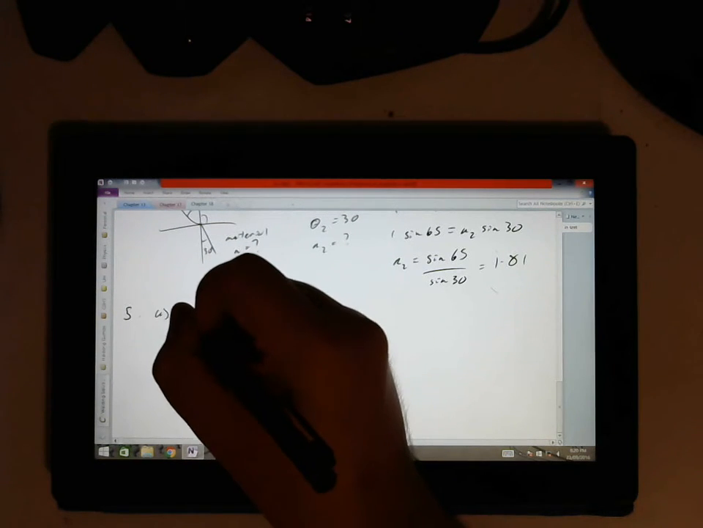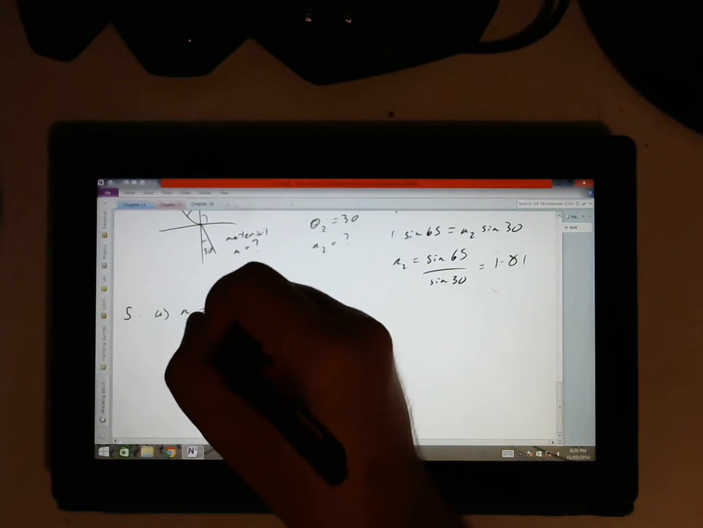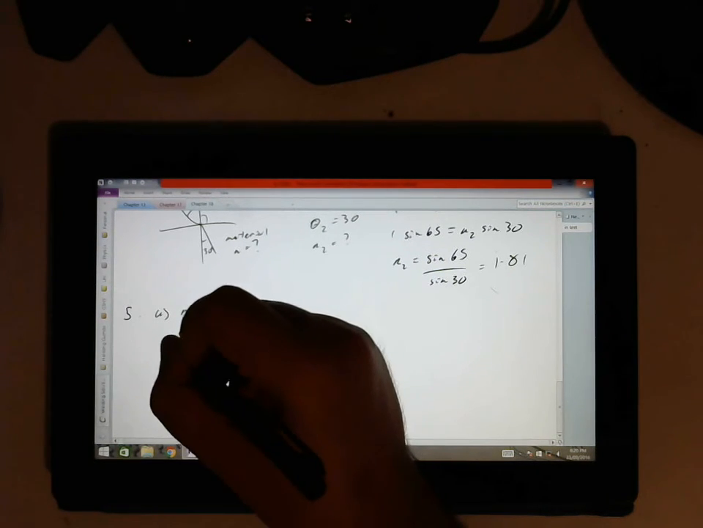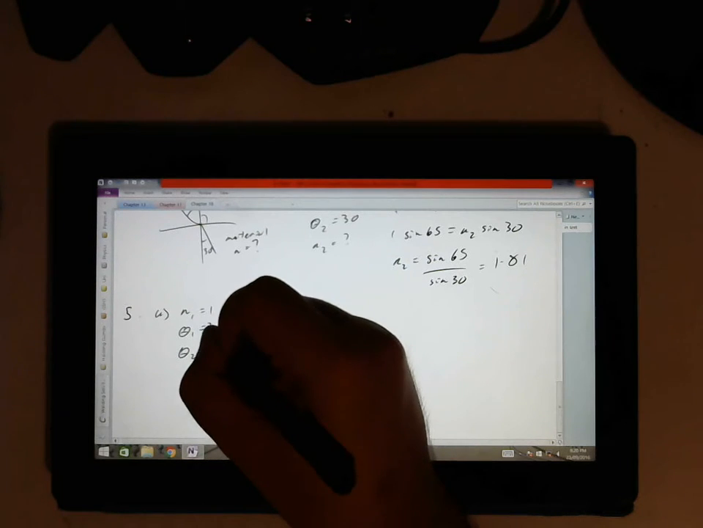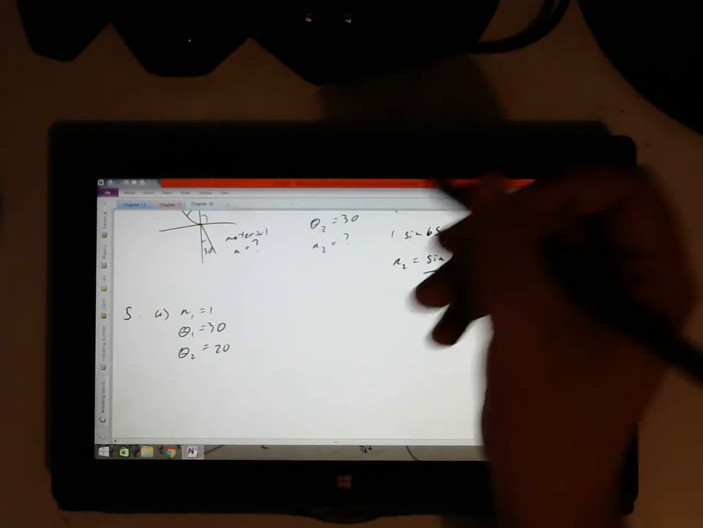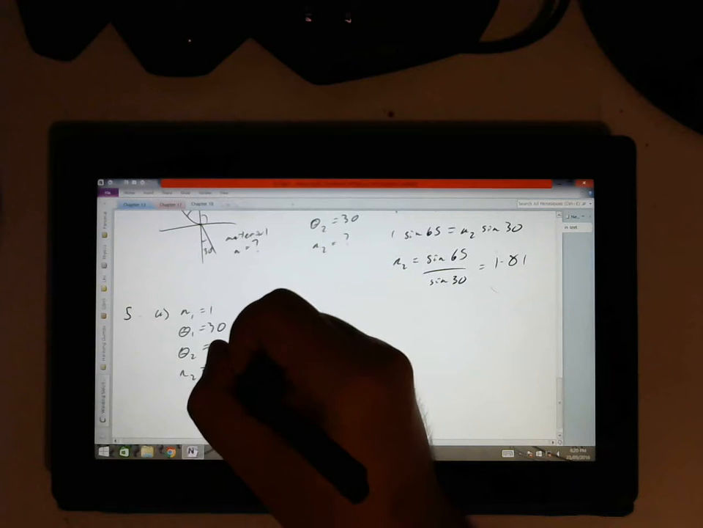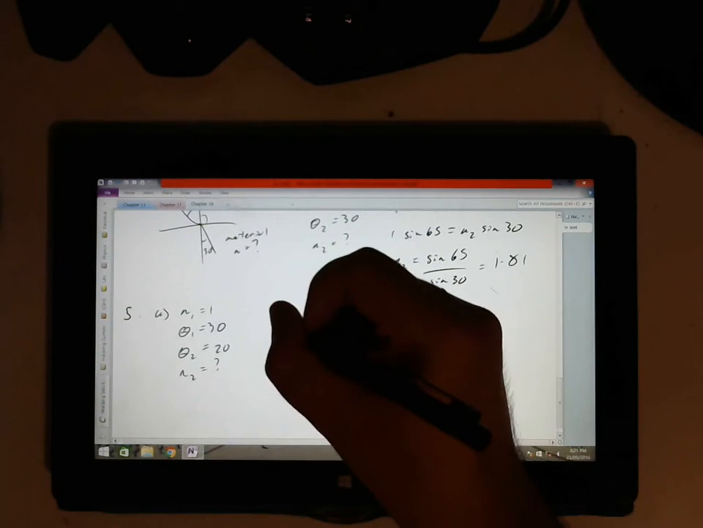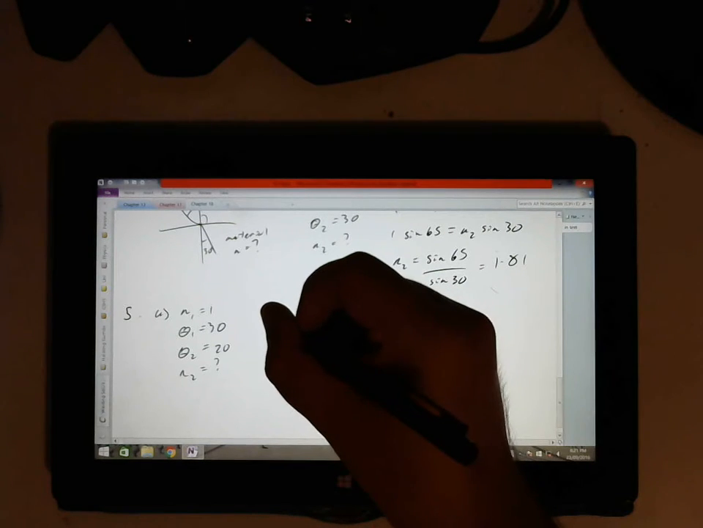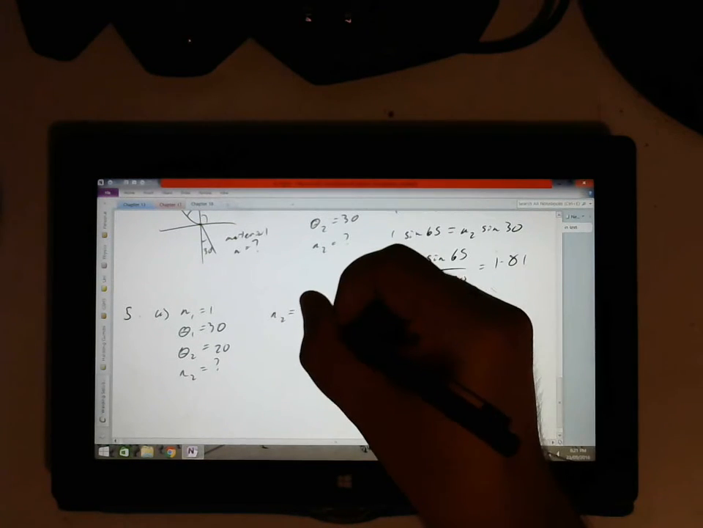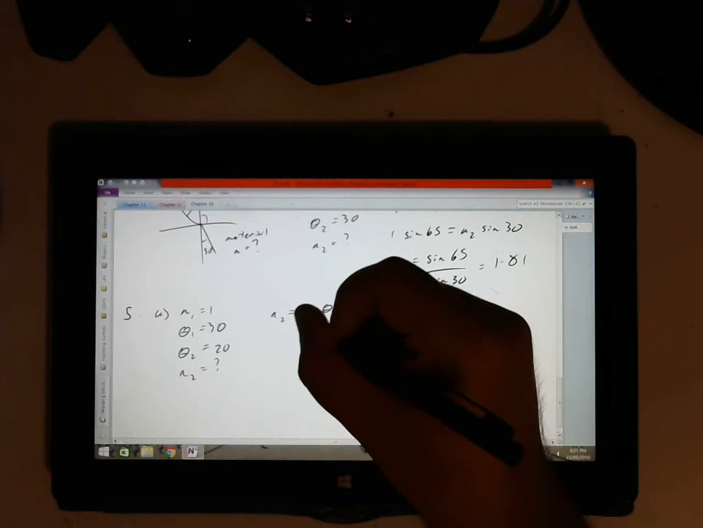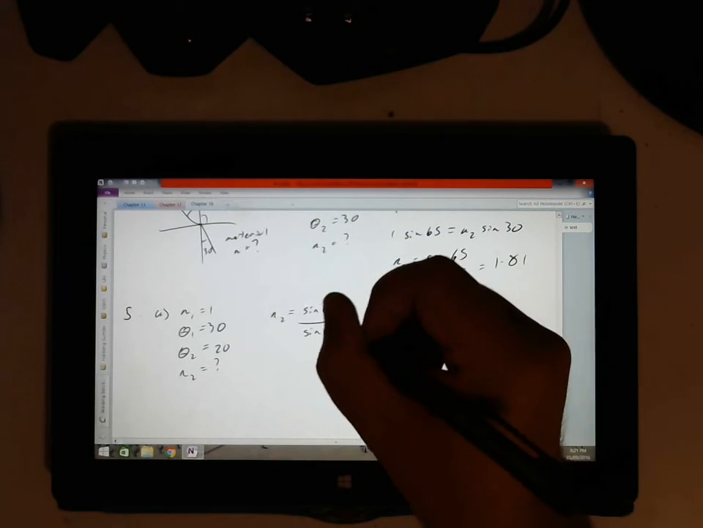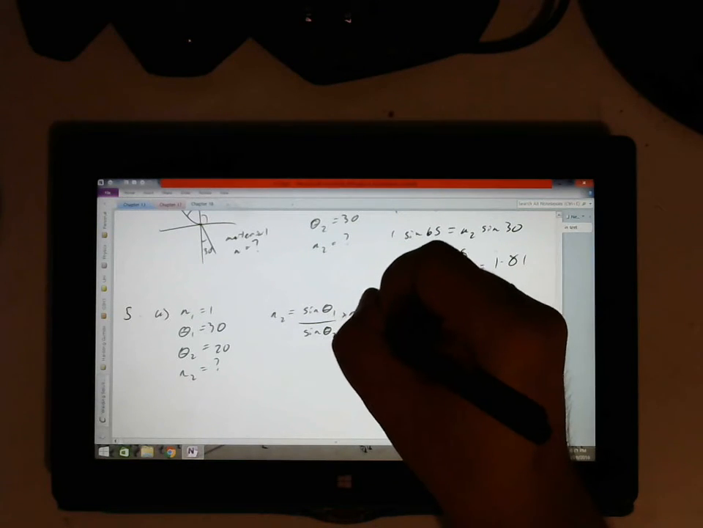So for A, we know that n1 equals 1, theta 1 equals 30, and theta 2 equals 20. Well, this is just the same as what we had here, isn't it? What we don't know is what our second n is. Let's use that same equation that we had before. n2 will equal sine theta 1 over sine theta 2, multiplied by n1.